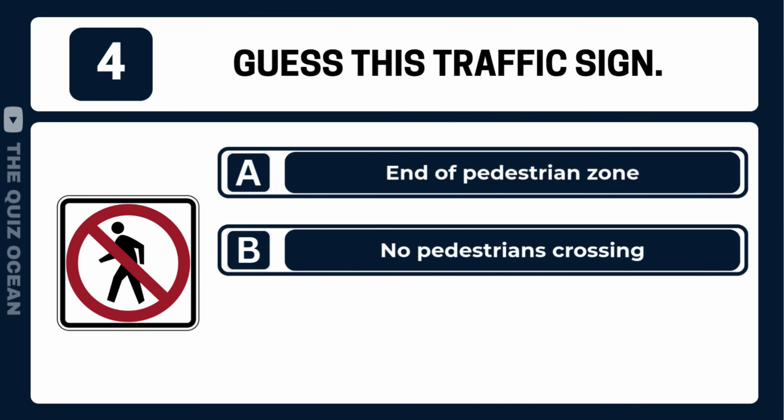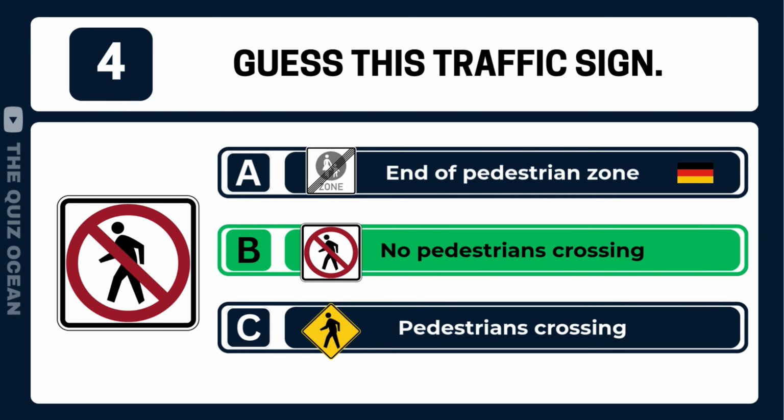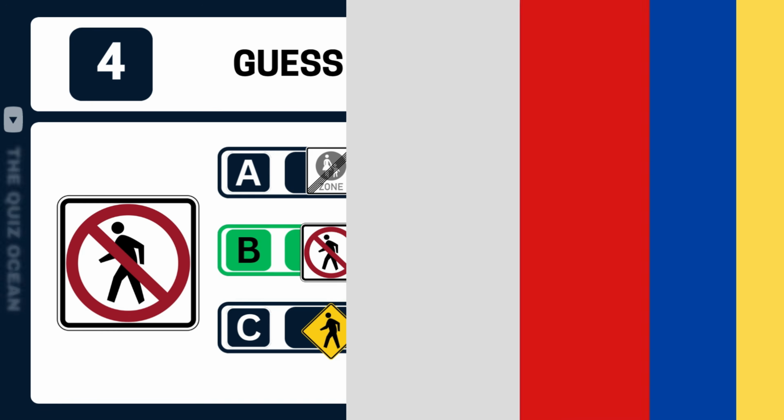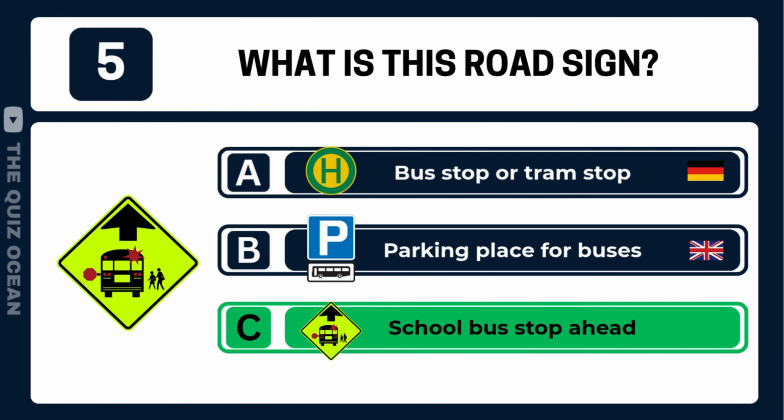Question 4. Guess this traffic sign. The answer is B. No pedestrians crossing. Question 5. What is this road sign? The answer is C. School bus stop ahead.